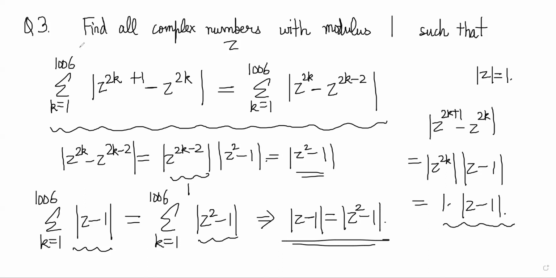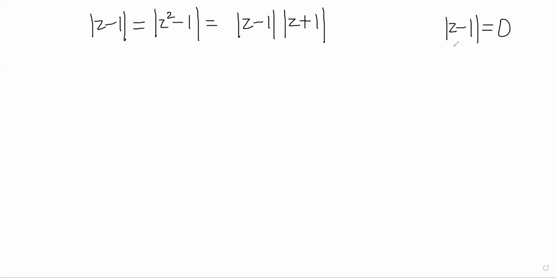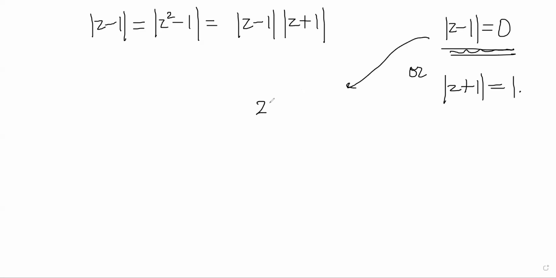So we will say mod of z minus 1 is equal to mod of z square minus 1, which is equal to mod of z minus 1 into mod of z plus 1. And the way you can solve this equation is either mod z minus 1 is 0 or mod z plus 1 is 1, right? So mod of z minus 1 is equal to 0 gives us z must be 1, right?